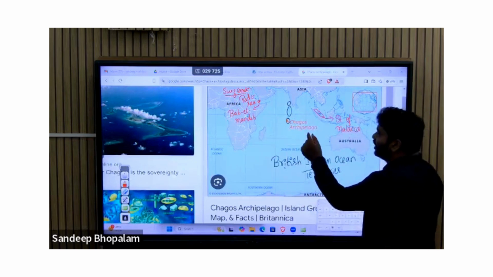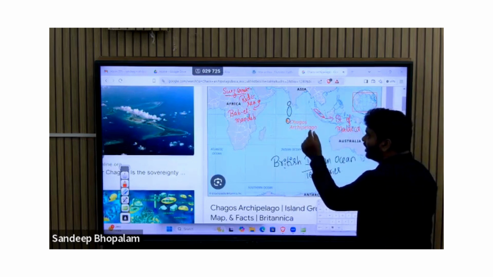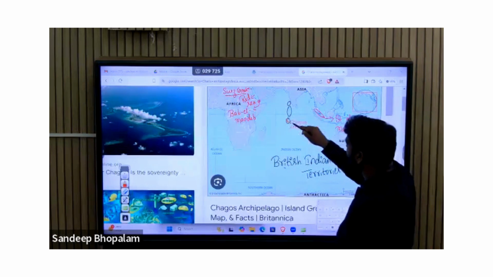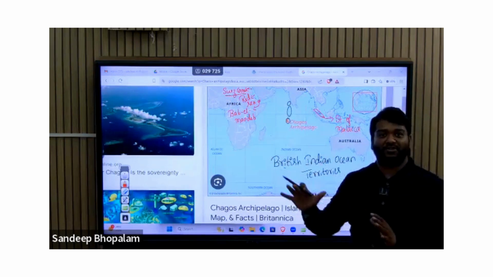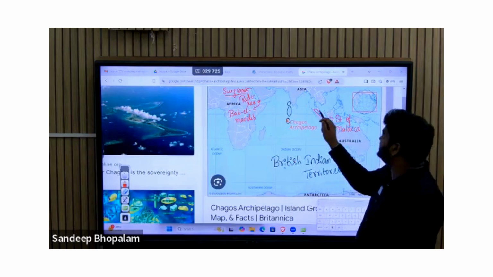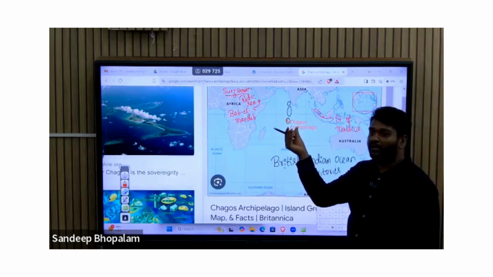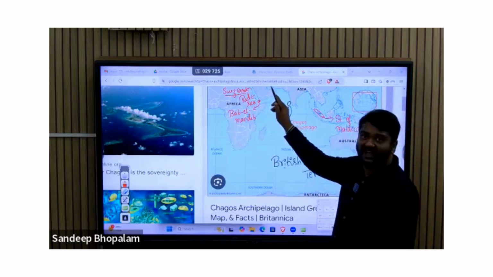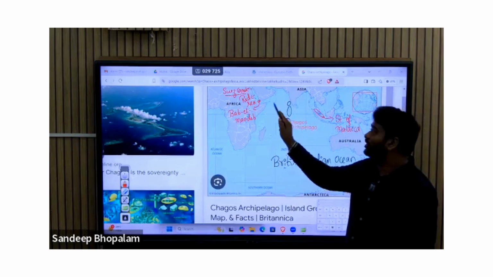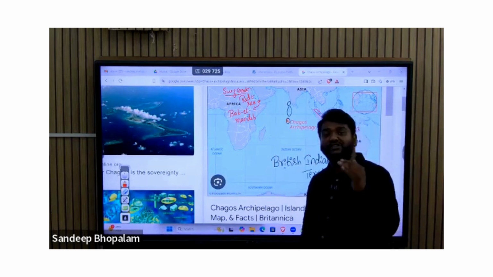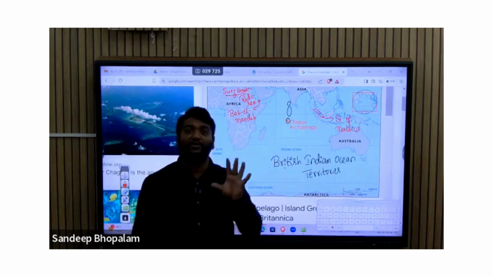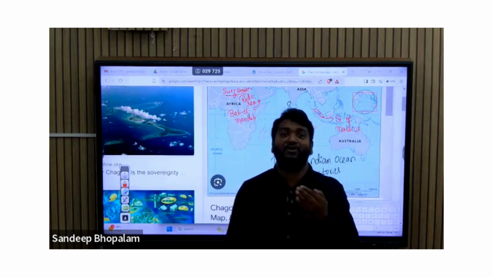And remember, guys, the one who controls the Chagos Archipelago will control the Indian Ocean, or the one who controls these islands will control the Indian Ocean. Why? Because this is the center. Africa is there, Asia is there, Australia is there. Trade with these countries is possible only through this. So the Portuguese controlled this area for 100 years. After this, the UK tried to control this area for a longer duration.